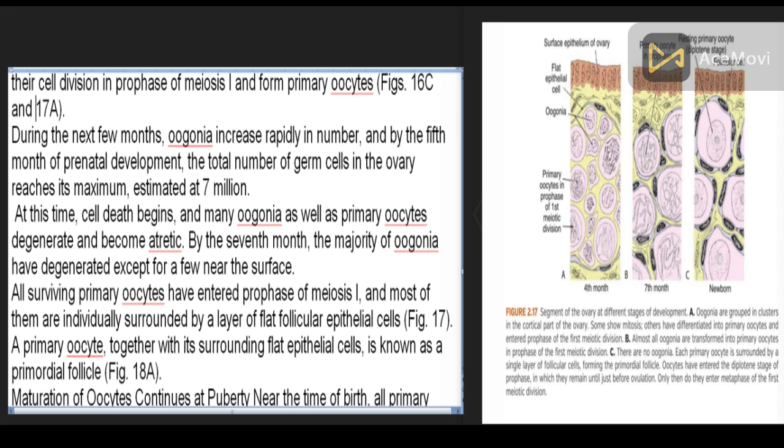All surviving primary oocytes have entered prophase of meiosis I, and most of them are individually surrounded by a layer of flat follicular epithelial cells, Fig 17. A primary oocyte, together with its surrounding flat epithelial cells, is known as a primordial follicle, Fig 18a. Maturation of oocytes continues at puberty near the time of birth.